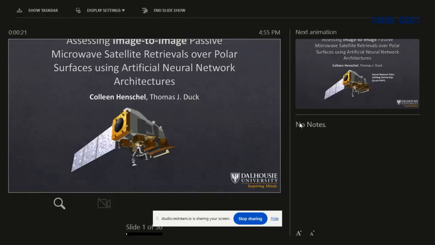And my PhD project has been focused on using artificial neural network architectures to perform passive microwave satellite retrievals over the Arctic and Antarctic regions. And this talk specifically is focused on the work that I've done for taking an image from the satellite and producing an output image of the retrieved geophysical parameters.